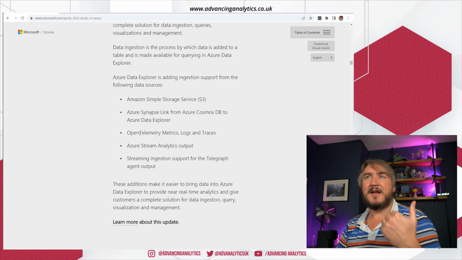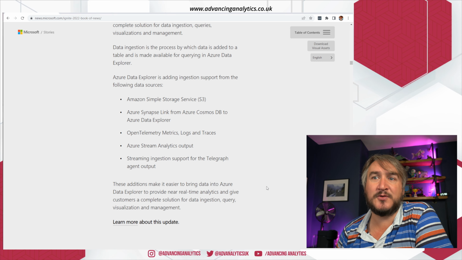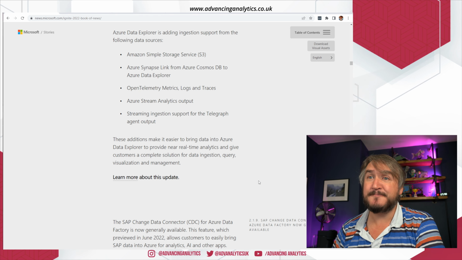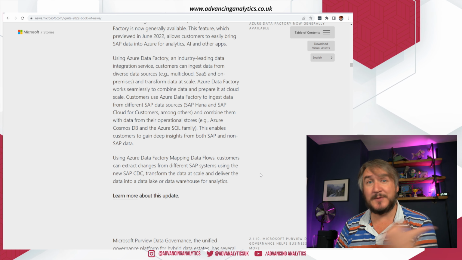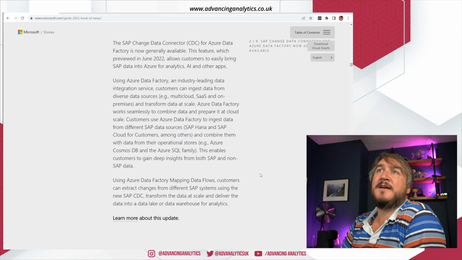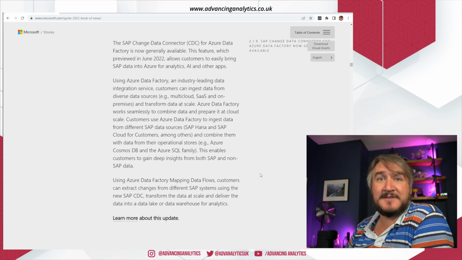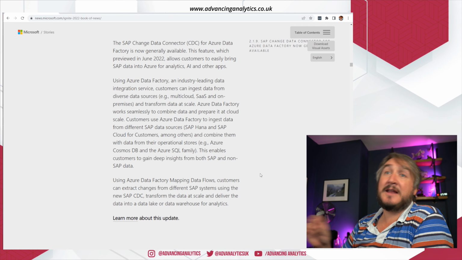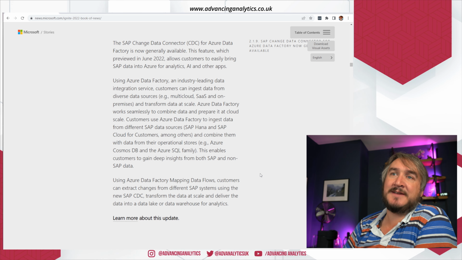Again, just useful additional integrations, useful things that Data Explorer can now talk to to make things even better. We've got the SAP CDC, which we saw going into preview in previous Synapse updates. That allows you to use a mapping data flow to connect to various different SAP sources and use CDC. So just say, give me the change feed. Only tell me what's changed since I last queried it.